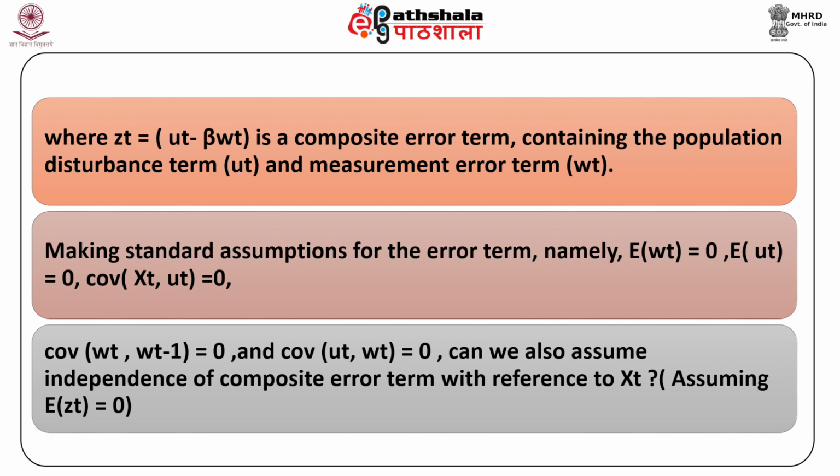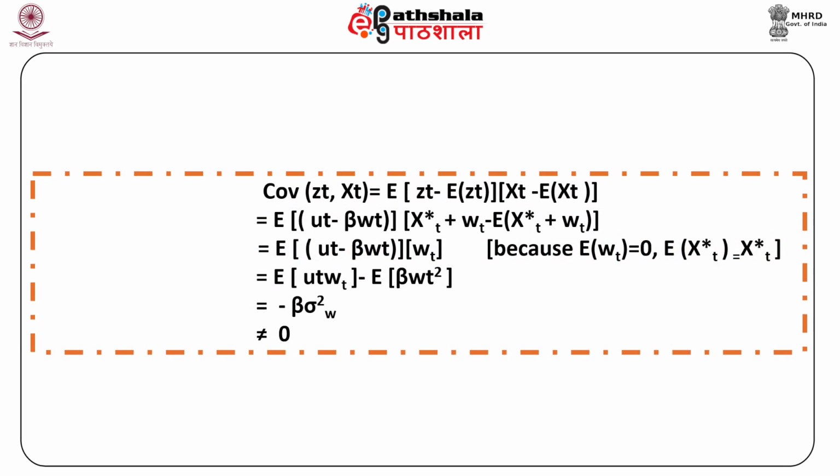Can we also assume independence of the composite error term with reference to xt? Assuming the expectation of zt is equal to 0, the answer is no. Let us see why. Covariance of zt and xt is equal to the expectation of [zt minus expectation of zt] into [xt minus expectation of xt], which is equal to the expectation of [mu t minus beta wt] into [xt star plus wt minus expectation of (xt star plus wt)].